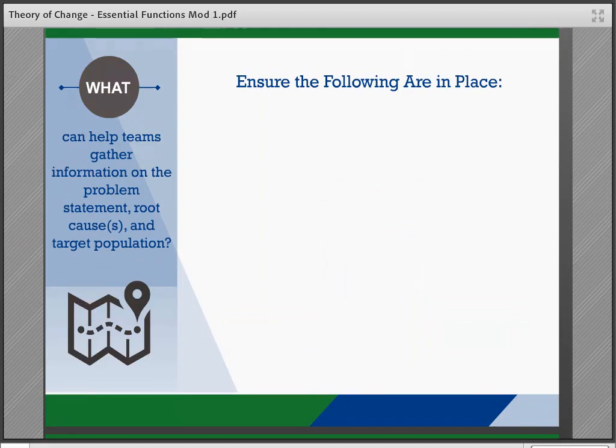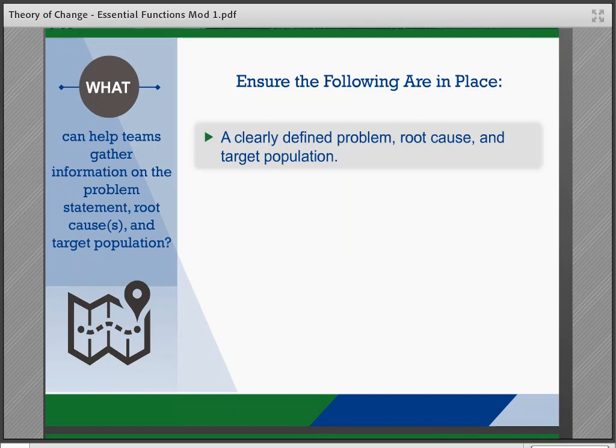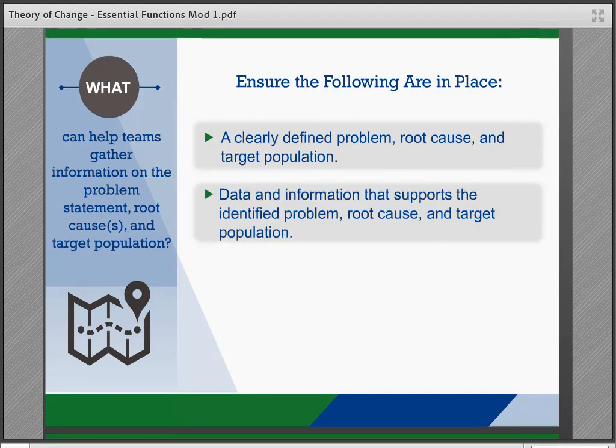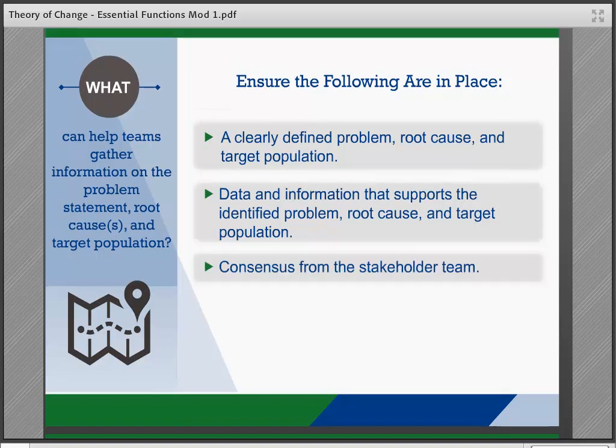Information sources, including stakeholders, can help teams make sure the following items are in place before they take the next step in putting together a theory of change. A clearly defined problem, root cause or causes, and target population. Data and information that support and describe the defined problem. And stakeholder consensus on the identified problem, root cause or causes, and target population. Teams that work through these considerations are well prepared for moving into the next step in developing a theory of change, which is identify a long-term outcome.